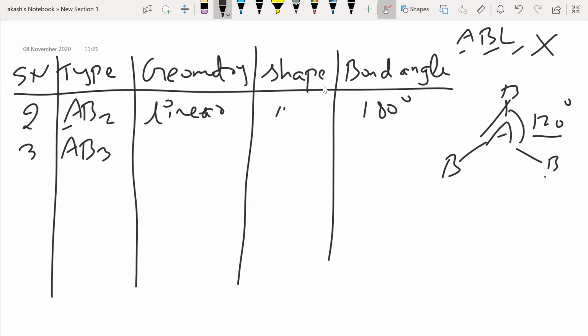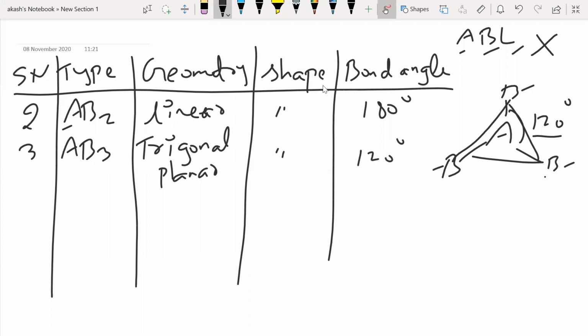So the shape, you can see, if I draw a triangle, all these bonding atoms are going to be in the same plane as the plane of my laptop or the screen, right? So the shape is going to be called trigonal planar. Again, as I told you, whenever there are no lone pairs, I'm going to have the same shape and geometry, and here the bond angle you see is 120 degrees.